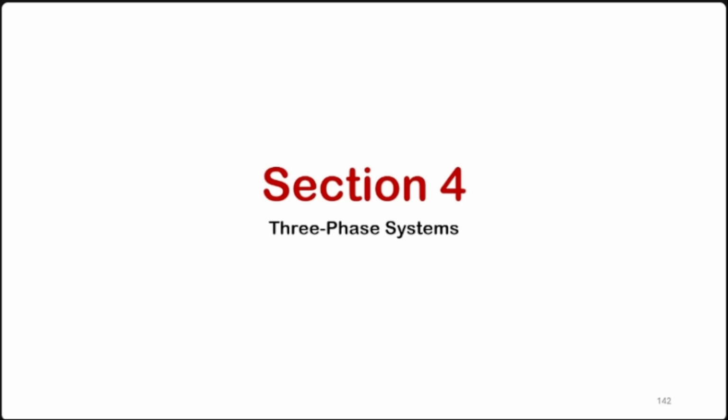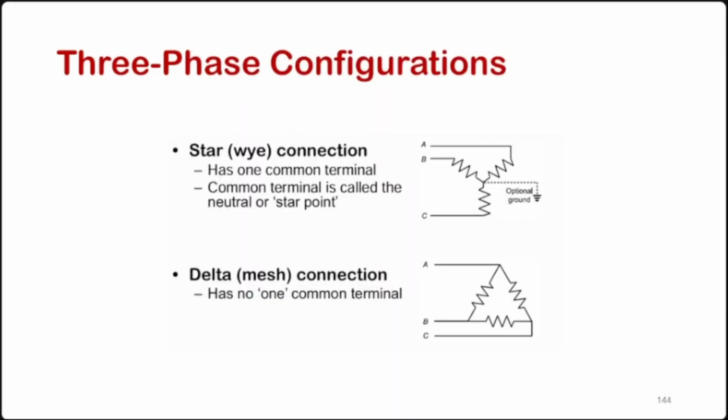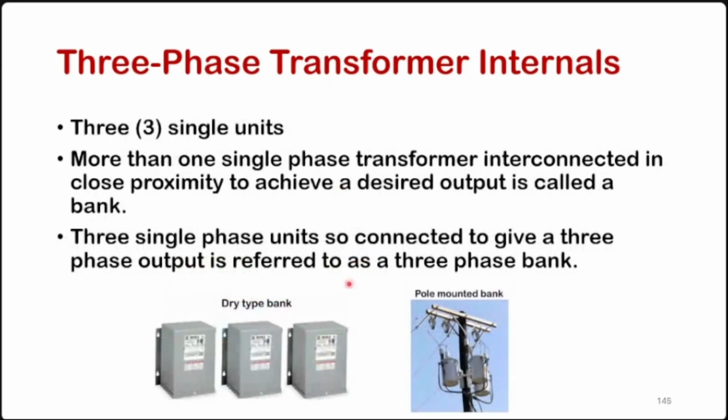So this is the next topic that we want to move on to. This is basically theory. Each phase is separated spatially by 120 degrees apart. And then obviously you have your Y configuration and delta configuration. Our star configuration has a star point or a neutral point, right? And then the delta has no common or neutral line, right?